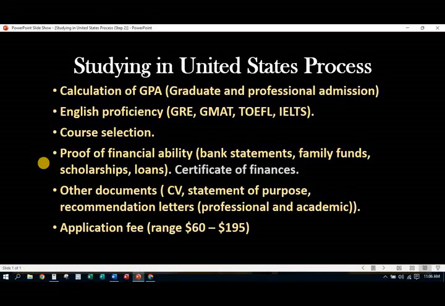Then have these documents, have your CV, a statement of purpose, recommendation letter, one professional and one academic. Then have application fee. And then we shall pick from there. So when we come, we shall have an example of an application. So we shall choose one university and then try to do an application when we have all those things.